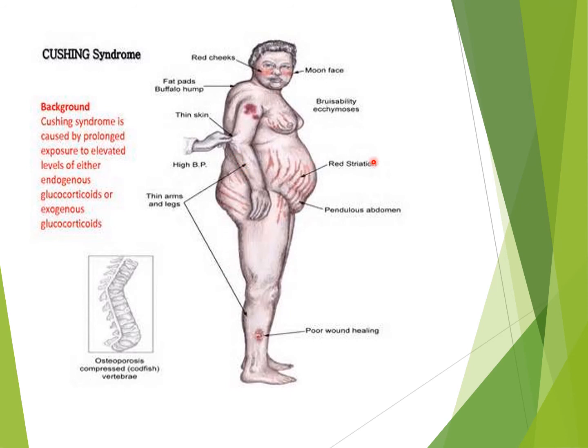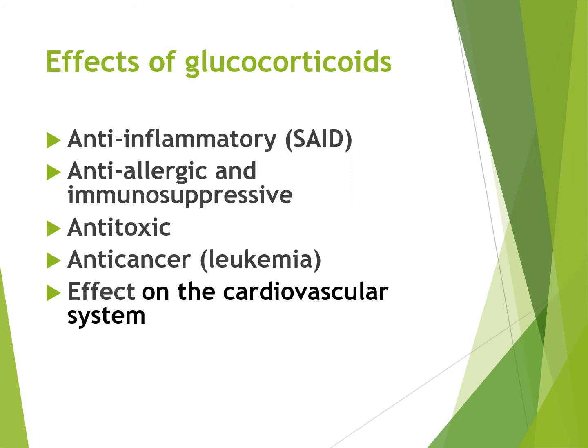Then you can see red striation, pendulous abdomen, and poor healing due to the increasing of catabolism of the proteins, which leads to the decreasing of regeneration. The main effects of glucocorticoids. Now we discuss with you inflammation today.